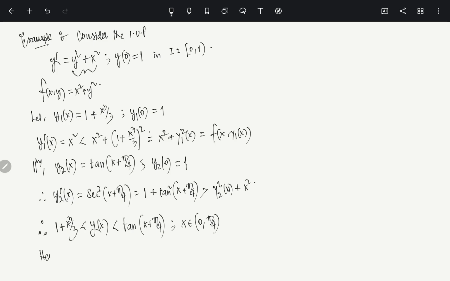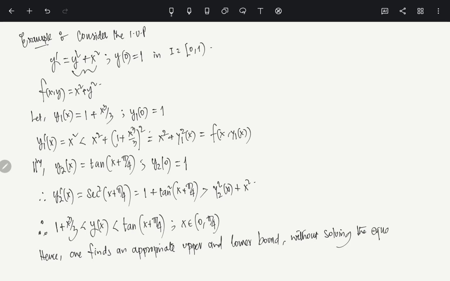Hence one finds an appropriate upper and lower bound. An important thing is, without solving the equation. Clear? Is this clear? Okay. With this, I am going to end this video.